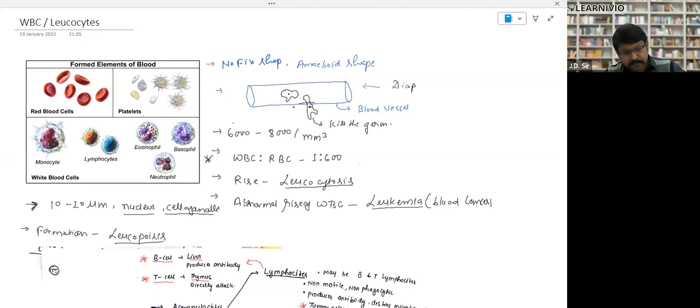It's called diapedesis. Could you say the spelling? I'm writing this one, diapedesis. Okay, sir. Diapedesis. And make this diagram.